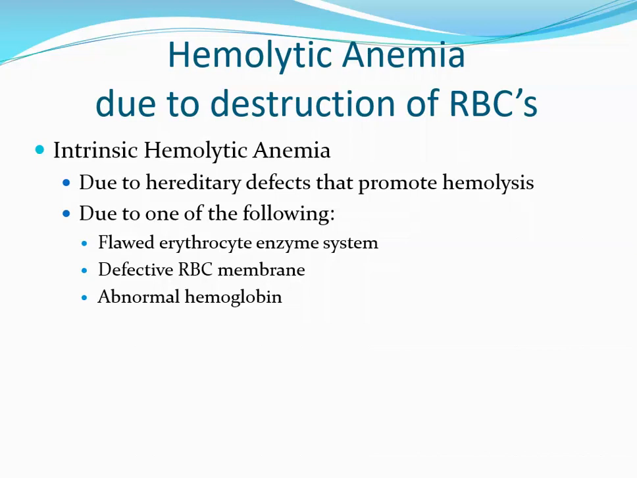Many of these are hereditary defects that will promote hemolysis of the red cell. This often involves one of three different things: either a flawed erythrocyte enzyme system, a defective red blood cell membrane, or an abnormal hemoglobin inside the cell.